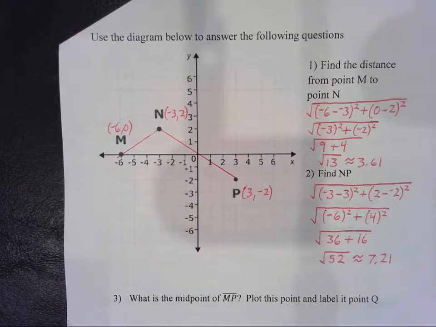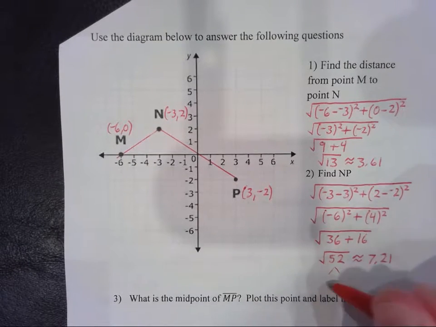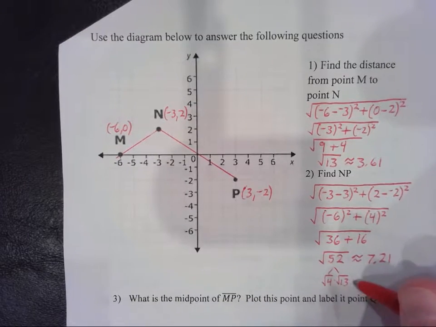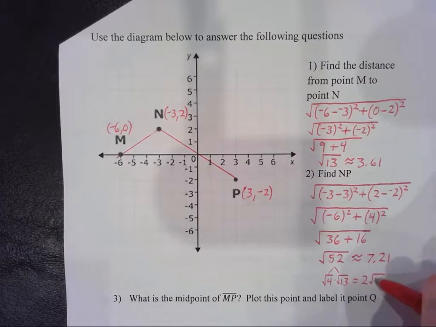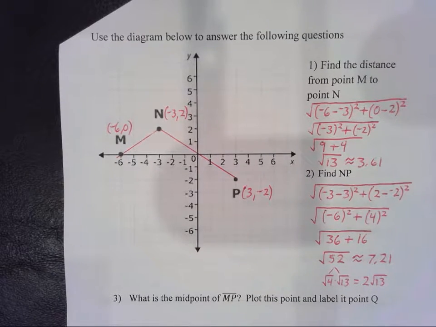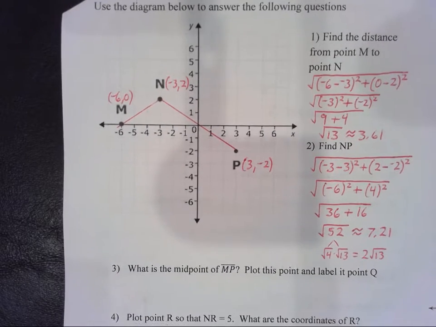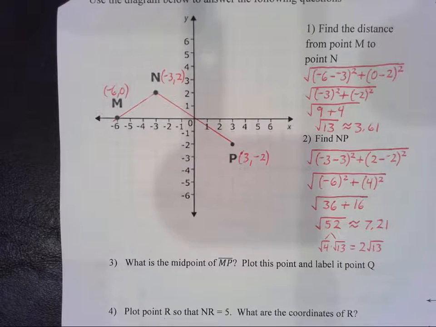We could also simplify that square root. Let's see, this could break into square root of 4 times square root of 13, which would mean it's 2 square root of 13 as one more option for the answer. Right. Question number 3 asks, what is the midpoint of MP? Plot this point and label it Q.